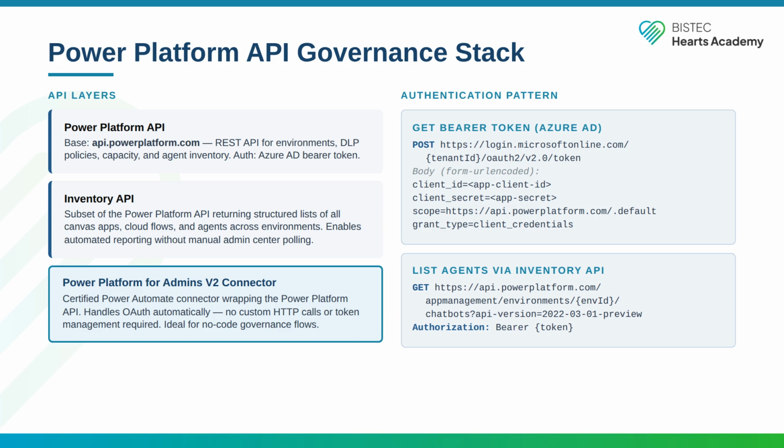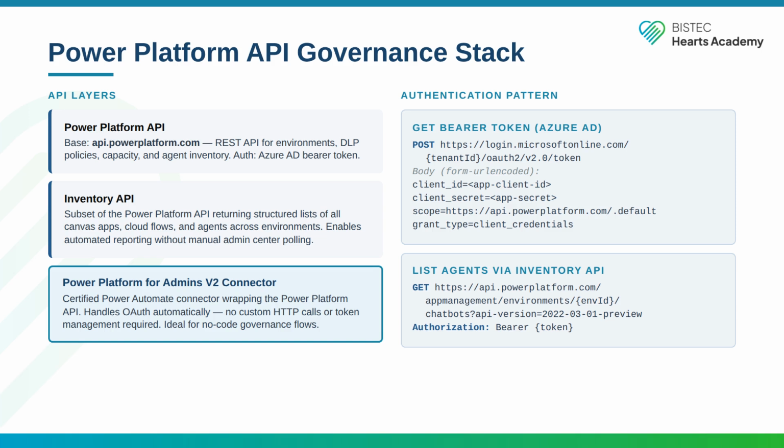The Inventory API is a subset of the Power Platform API that returns structured lists of all Canvas apps, cloud flows, and agents across every environment in the tenant. Its key capability is cross-environment scope. You query the Inventory API once and receive agent data from all environments, rather than querying each environment individually. This is what makes tenant-scale governance automation practical.